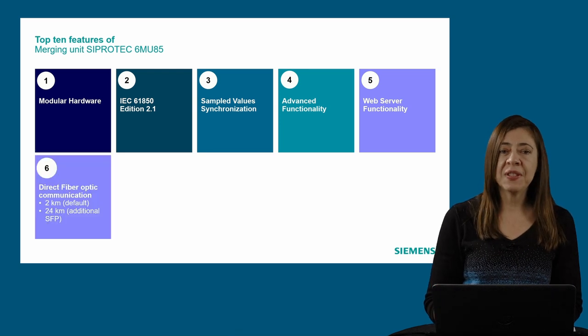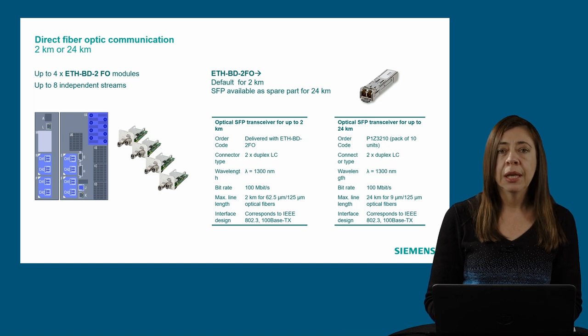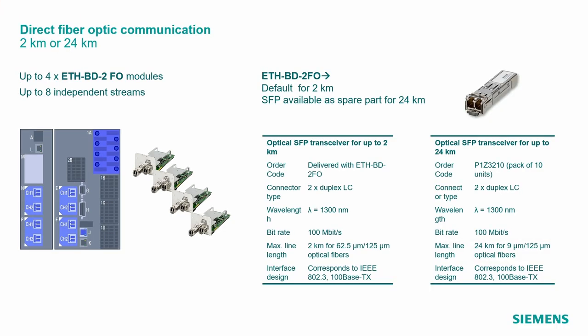Top feature number 6, direct fiber optic communication. In a merging unit, you can add up to 4 different Ethernet PD2FO communication modules. And in every module, you can publish up to 2 streams. That means that in one merging unit, you can publish up to 8 different streams.